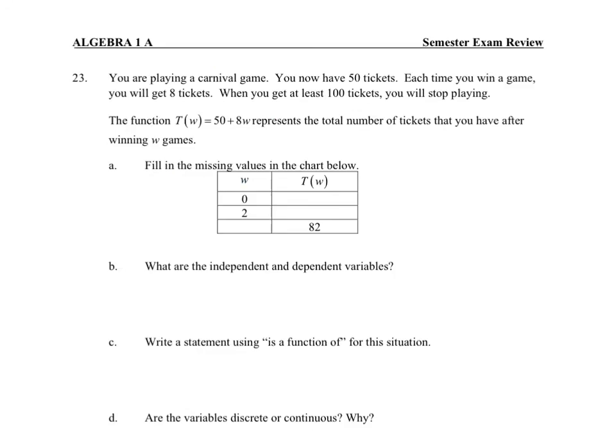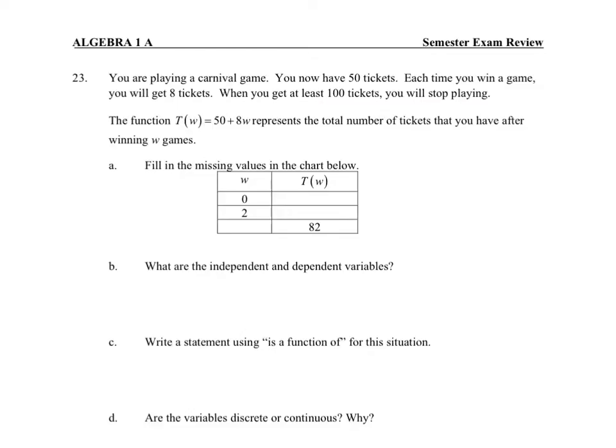Our next question is 23. You are playing a carnival game. You now have 50 tickets. Each time you win a game, you will get 8 tickets. When you get at least 100 tickets, you will stop playing. The function t of w equals 50 plus 8w represents the total number of tickets that you have after winning w games. So the first thing they want you to do is fill in the missing values in the chart below.